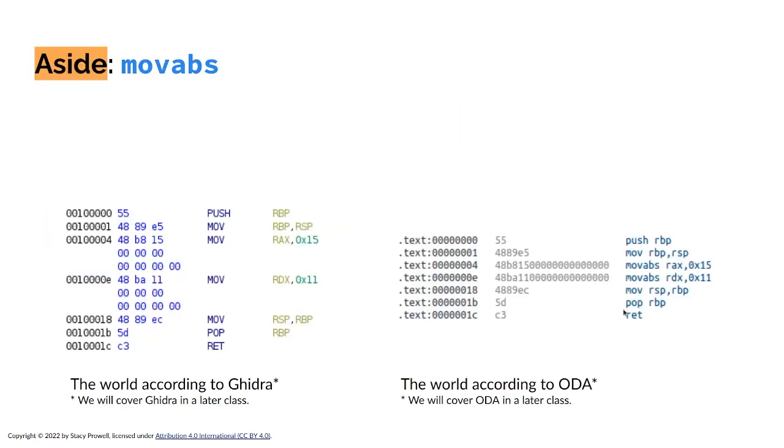If I look at a program in Ghidra, in the NSA Ghidra tool, I might see a disassembly that looks like this. If I look at it in the online disassembler, I might see a disassembly that looks like this. Exactly the same thing, right? Push RBP and mov, push and mov. Then I have this mov, but over here I have a movabs, right? Weird, right? If I try to put a movabs in my assembler, it will complain. This is just a weird notational thing.